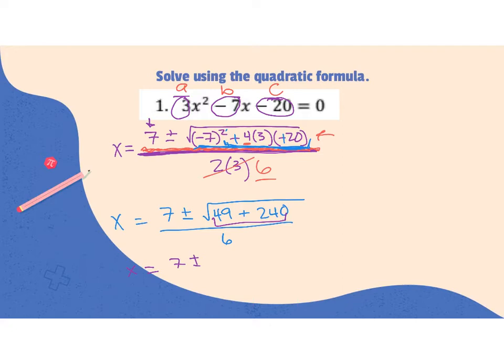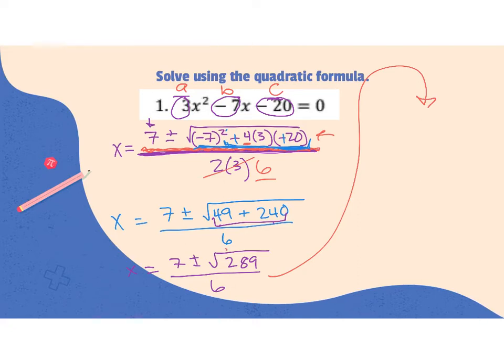Now I can add the parts underneath that radical. 49 plus 240 is 289. Still haven't done anything with the division of 6. Okay? All I've done so far is take care of that stuff underneath the radical sign. All right, next, I'm going to come up to this next row over here.